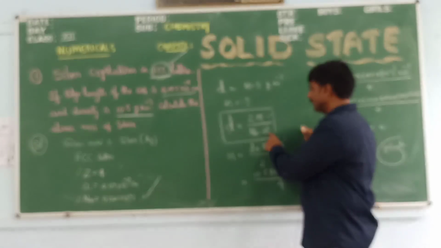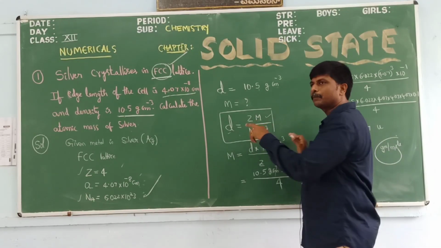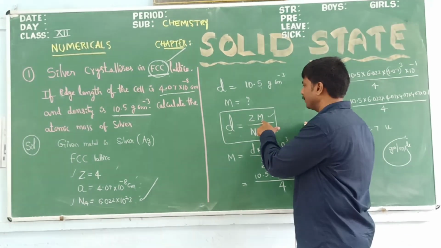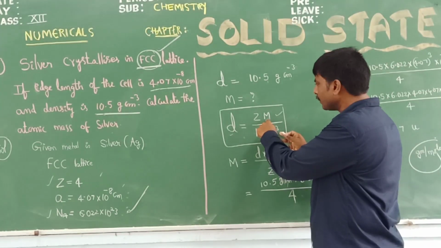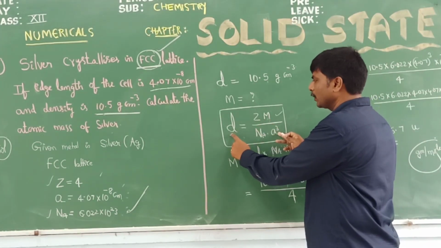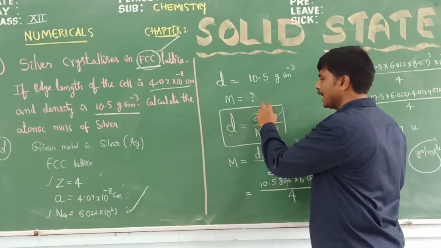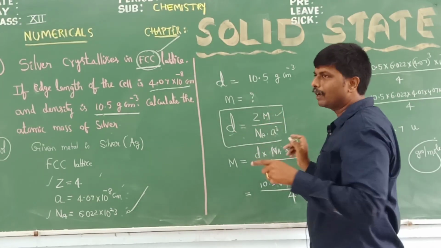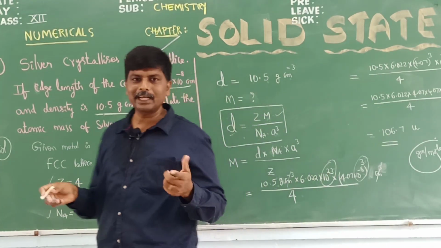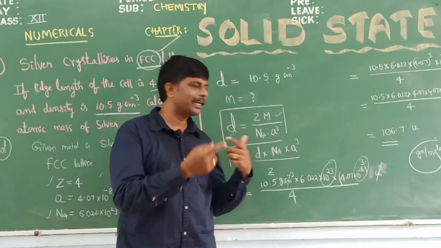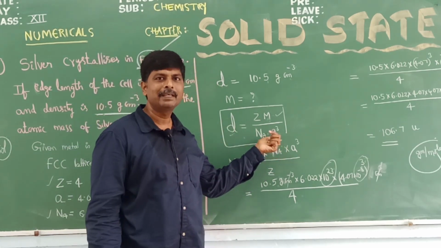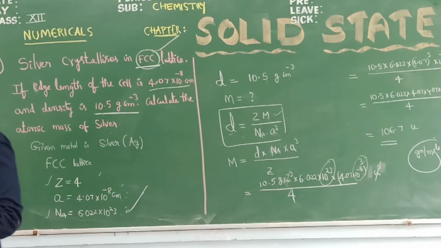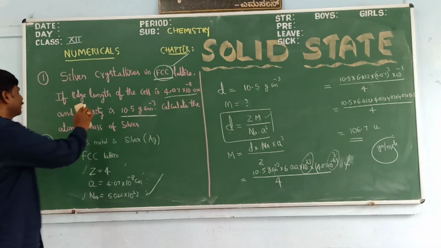The edge length they will give. The metal they will give. Suppose they give sodium, it means 23, magnesium means 24, copper means 63.5. Like that you have to write. This M and d you have to calculate. Sometimes they will give d and M and ask for a. Sometimes they will give d and M and ask for r. What is r? The radius of the sphere. So again to get r, you have to use the relation between a and r. So that is numerical one. Next we will go to the second numerical.